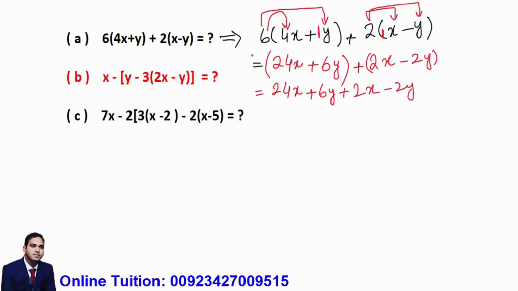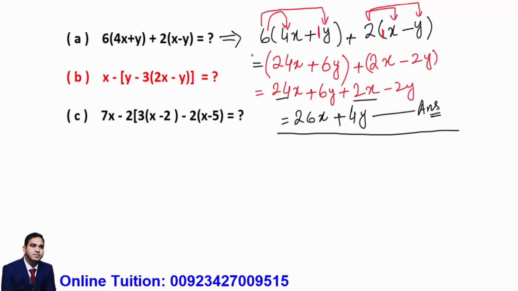Okay, now separate x and y values. This is 24x and this is 2x, so join them because these are positive values. So 24 plus 2 is equal to 26x. Now plus this is 6y, this is negative 2y, so the difference is 4y. So this is the answer of this question. Simplification is done with question number 1.